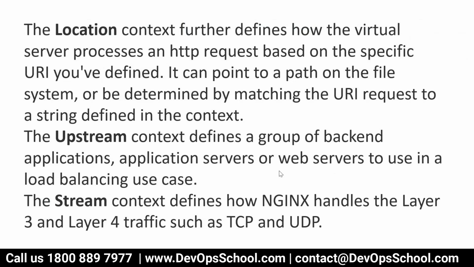Stream context defines how Nginx handles layer 3 and layer 4 traffic such as TCP and UDP. So what are layer 3 and layer 4? You might have heard about the OSI model for networking. In that we have layer 3 and layer 4, I think the network layer and the transport layer. So these are the two layers we have.